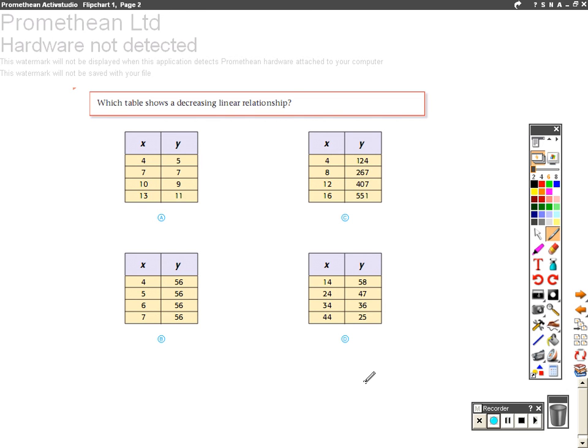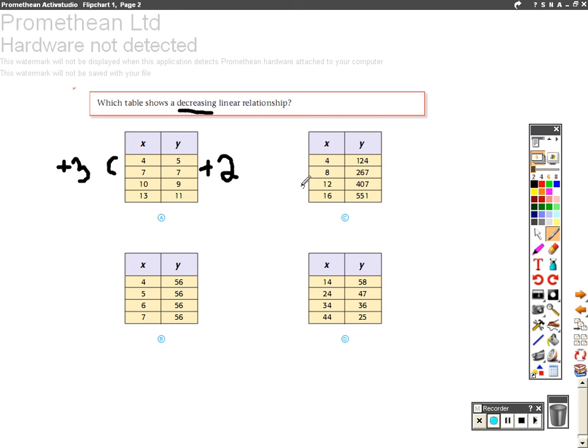Okay, problem number 2. Which table shows a decreasing linear relationship? In order for it to be decreasing, the sides need to be opposite values. They need to be changing in opposite directions. So if I look at the x pattern here, from 4 to 7, I added 3. And on my y column, from 5 to 7, I added 2. Both are positive, so they're in agreement. Therefore, it is not a decreasing relationship.